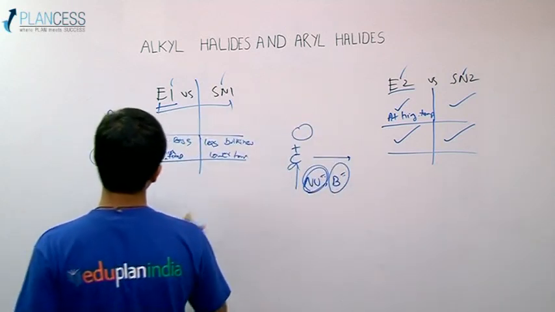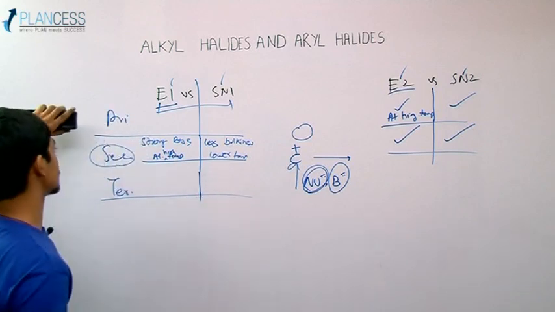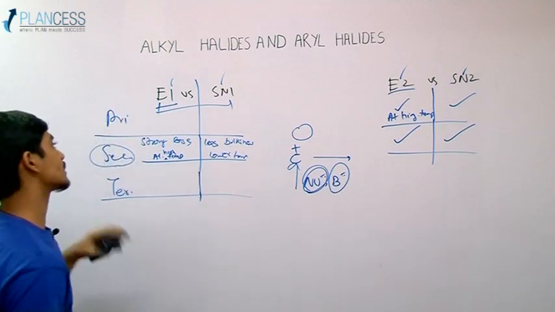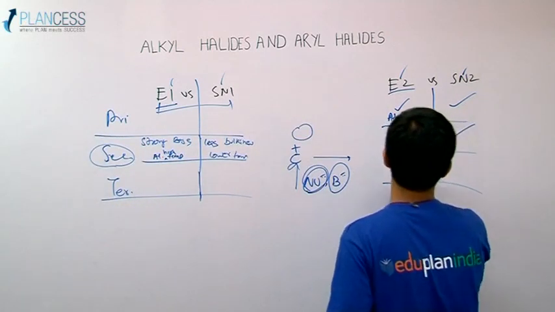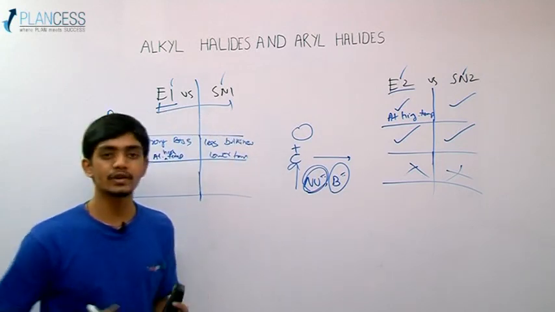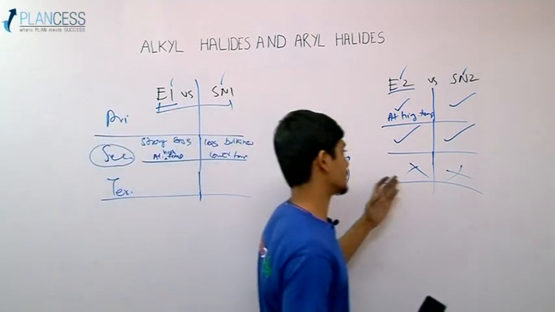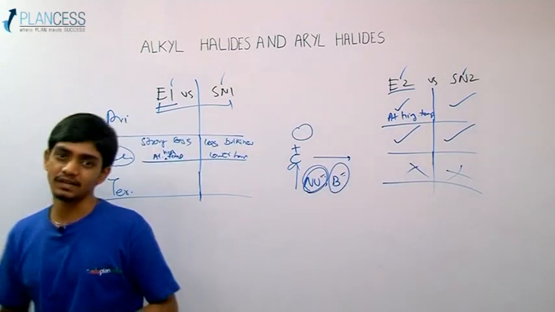Fine. What about tertiary halides? Now this is again a very similar case to primary, but in this case the reverse happens. In tertiary halides, we almost never observe the E2 and SN2 reactions. Why? Because it is so heavily crowded that neither the base nor the nucleophile is able to come near it and hence attack it.